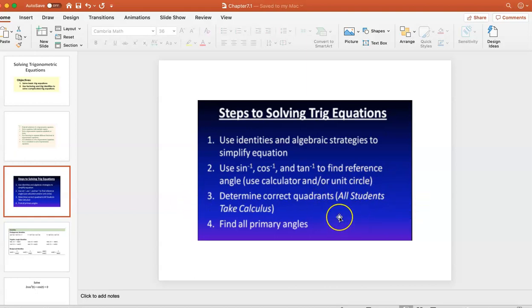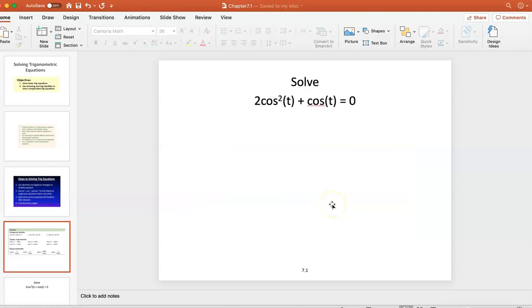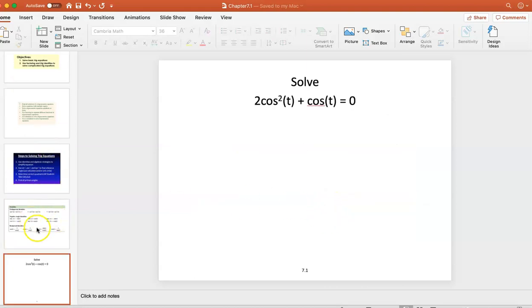All Students Take Calculus. That's saying everything's positive in the first. The second, sine, of course, cosecant. Third, tangent, cotangent. And fourth is cosine and secant. Find all your primary angles.